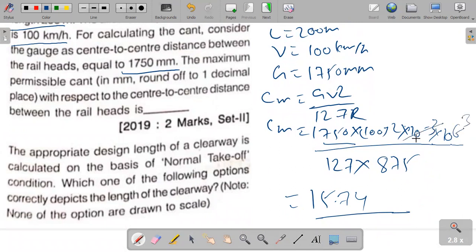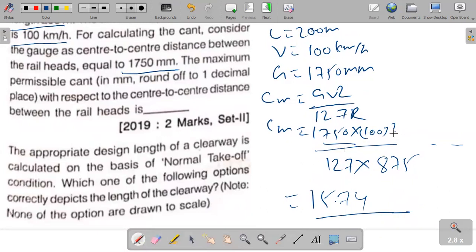This in 3. So it is in kilometer also. And we need it in mm. So no problem. We need it in mm. So let's modify it in mm. So it is in mm.